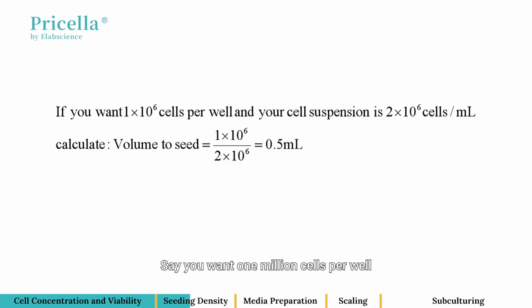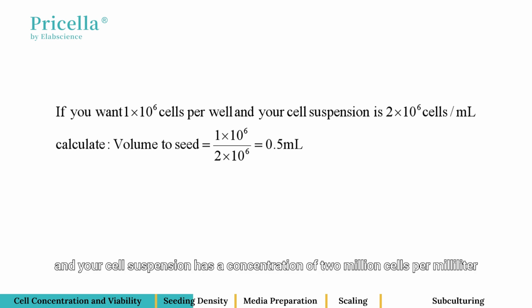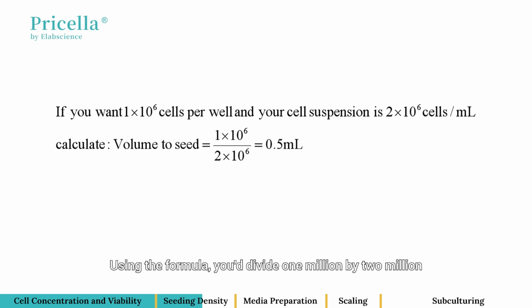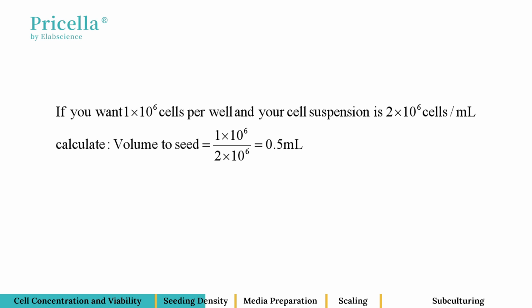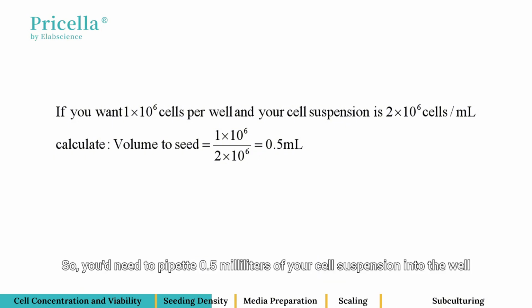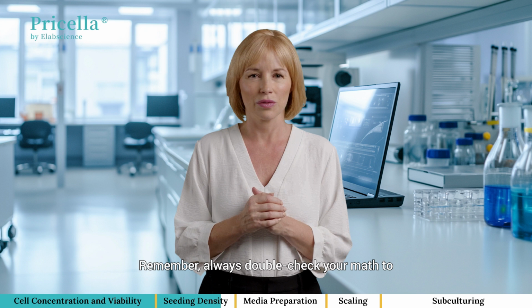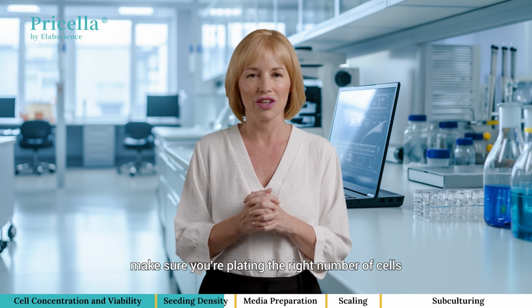Say you want 1 million cells per well, and your cell suspension has a concentration of 2 million cells per milliliter. Using the formula, you divide 1 million by 2 million. That gives you 0.5 milliliters. So, you'd need to pipette 0.5 milliliters of your cell suspension into the well. Remember, always double-check your math to make sure you're plating the right number of cells.